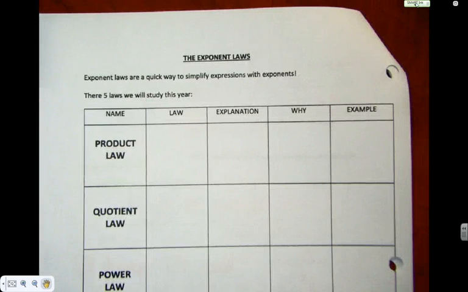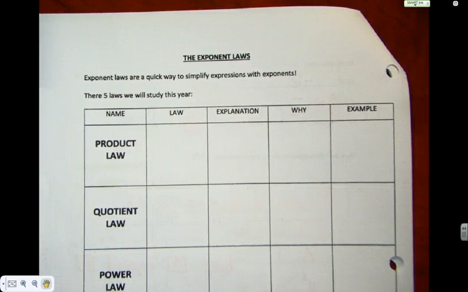Here is the official product law. So I'm going to grab a red pen. What? Why can't I teach you the other two? You're not smart enough yet. Shh.